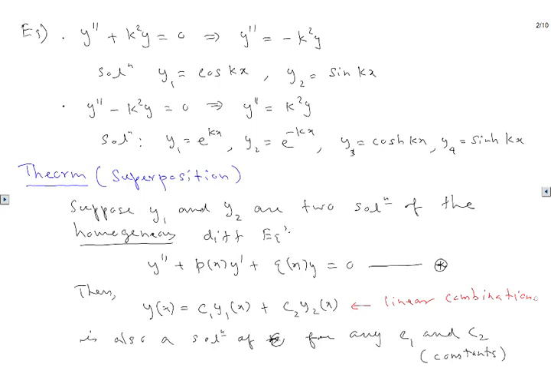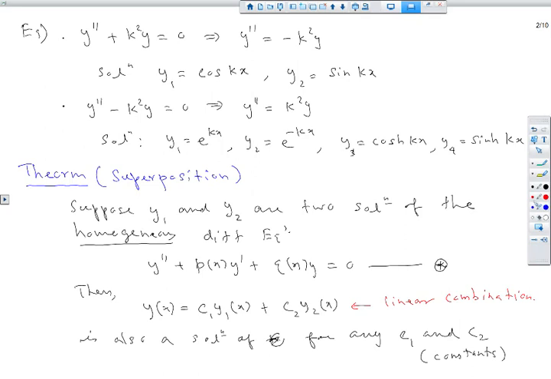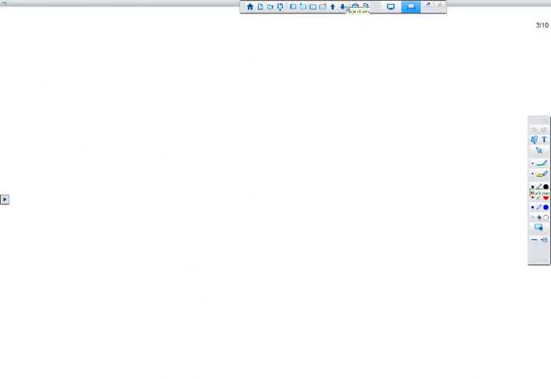So let's see how we're gonna prove this one. This is an interesting result, so we're gonna prove this result. Let's look at the proof.